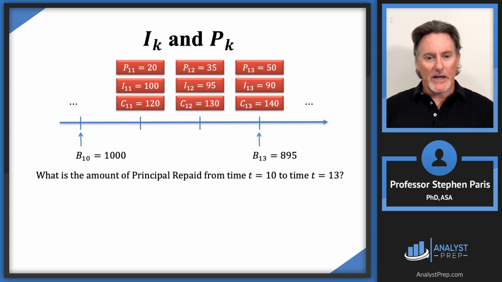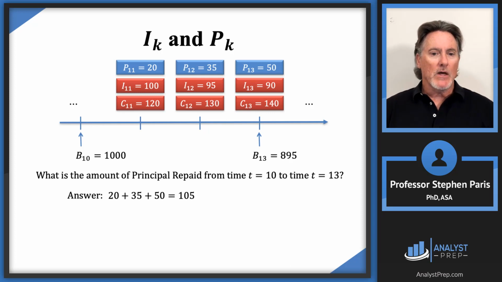The amount of principal repaid from time 10 to time 13, you could just look at what I have highlighted in blue. You're repaying 20 at time 11, 35 at time 12, and 50 at time 13. So add it up and you get 105. But another way to do that is by looking at the balance at time 10 being 1,000 and the balance at time 13 being 895. If I take the difference between those balances, that's how much I've repaid. So 1,000 minus 895, or 105, is the amount that's been repaid.